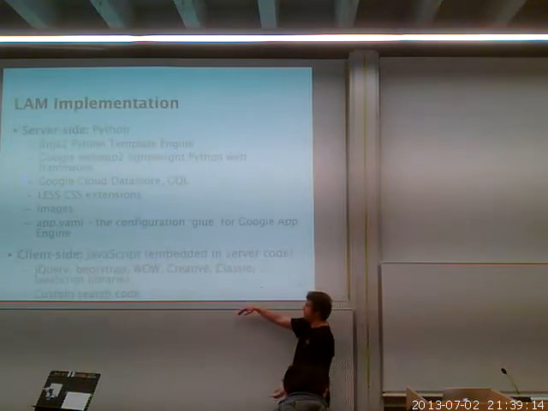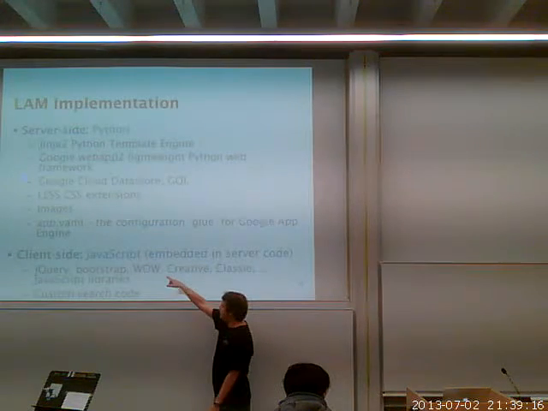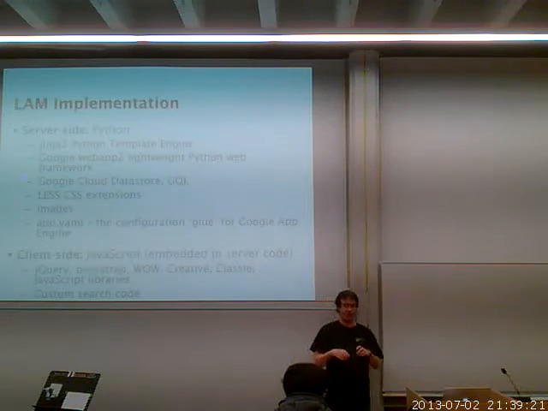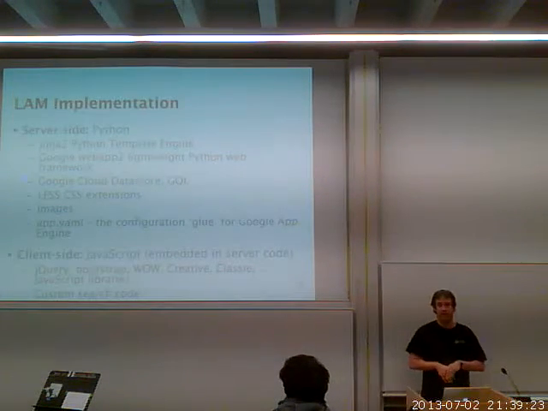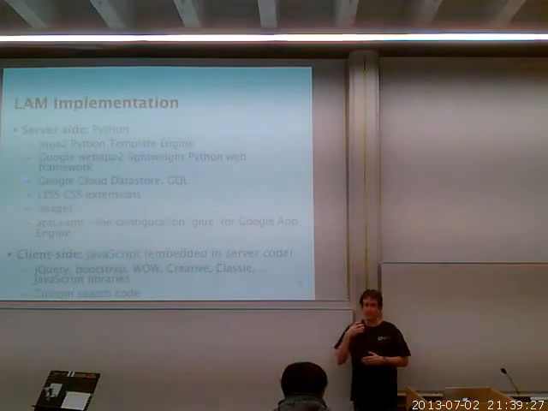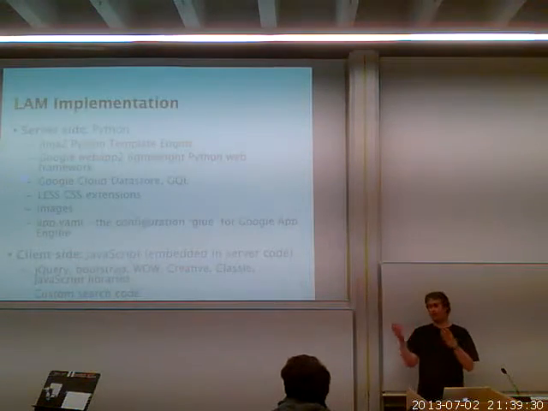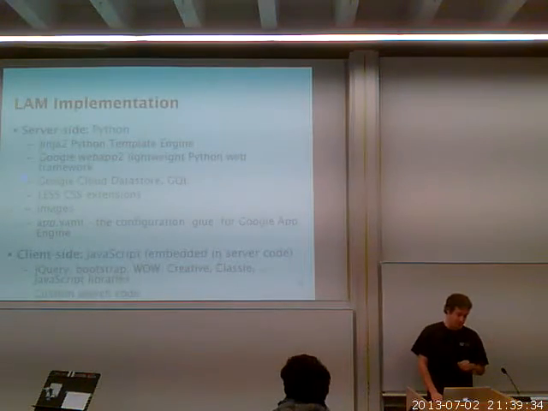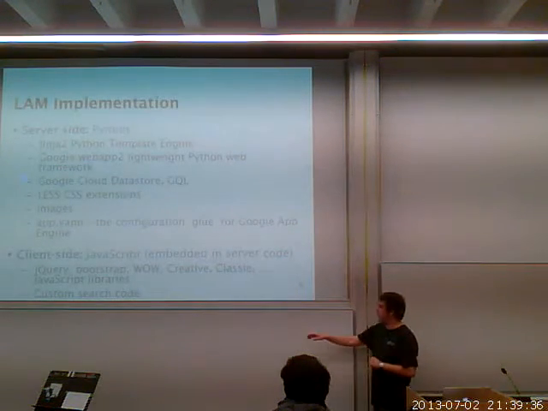It's got loads of images on the server, of course. It's also got this key file, app.yaml, which is basically the configuration glue that tells Google App Engine where everything is, what it should be using, and what libraries it's using. You'll see later how that tells Google App Engine what it should be looking at. We'll have a look at that.